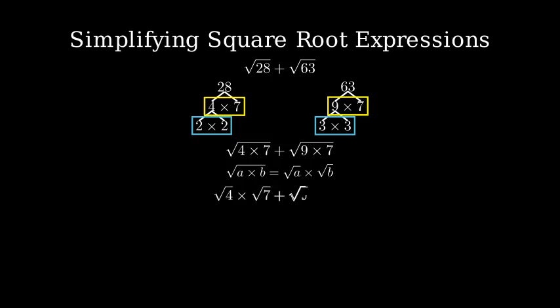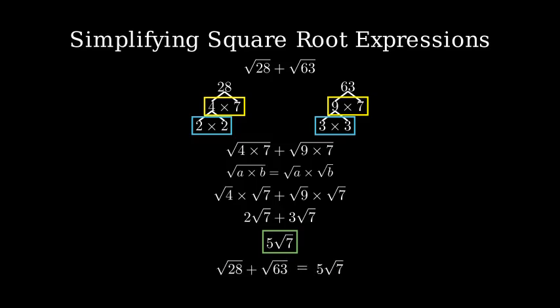This gives us square root of 4 times square root of 7 plus square root of 9 times square root of 7. Now we know that square root of 4 equals 2 and square root of 9 equals 3. Let's substitute these values. Finally, we can combine like terms. 2 square root of 7 plus 3 square root of 7 equals 5 square root of 7.